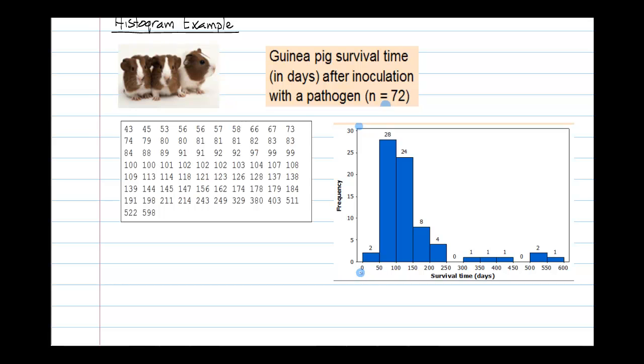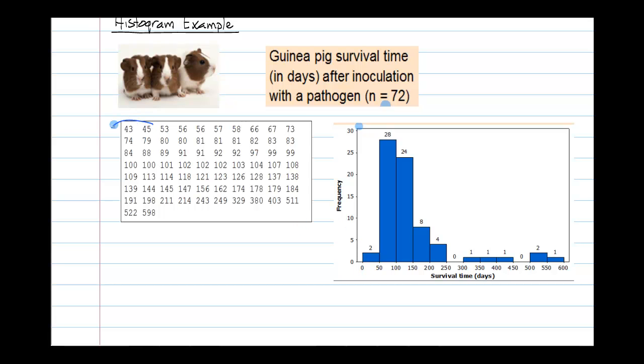So if I have an observation that's exactly 50 to 100, I will include it in this class. So where would you include an observation that was exactly at 100? You'd include it to the right. So how many observations do I have between 0 and 50?